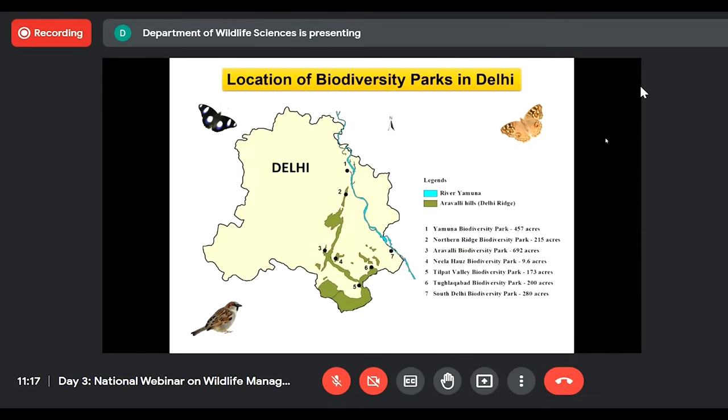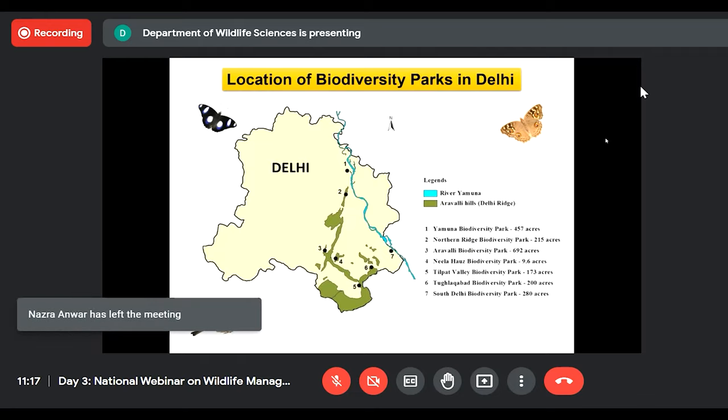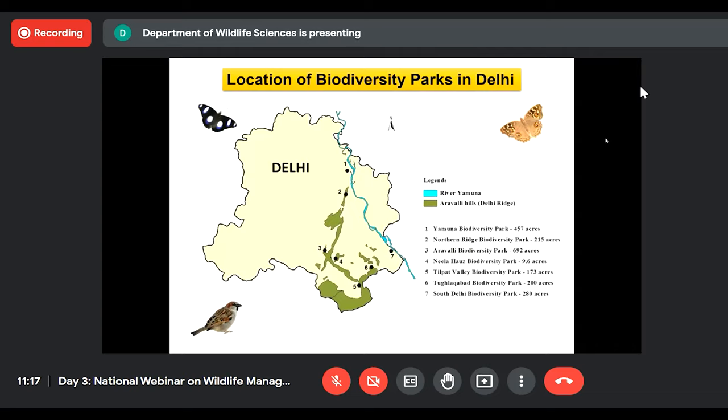From 2002 till now, we have 7 biodiversity parks. It is 20 years of effort that we collectively paid. Some of the parks are functional, some are in between, and some started 1.5 years back. So this is what the status is.